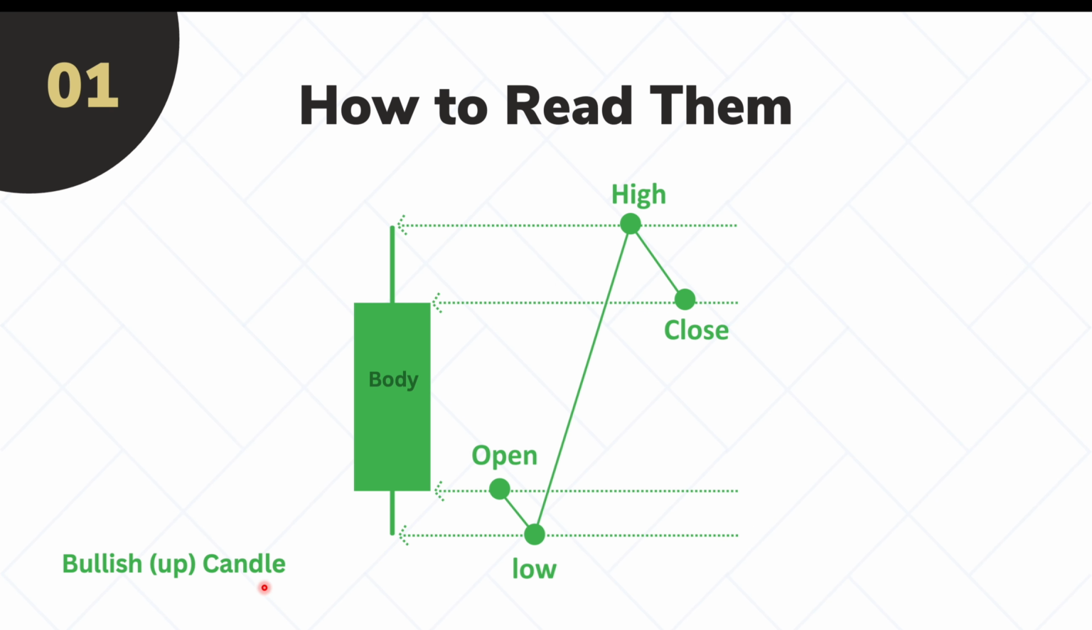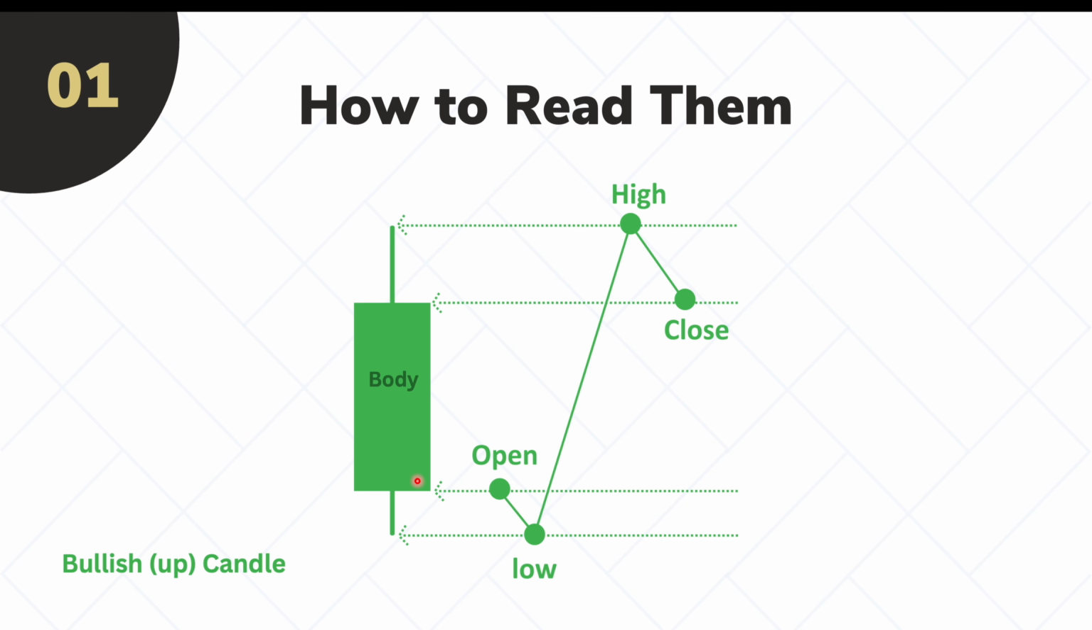In this first example, we're looking at a bullish candlestick. A bullish candlestick is most of the time a green one, so an up candle. And there are a few things you should know about the candle. First of all, this green box is called the body of the candle. These small lines up and down are called wicks of the candle.